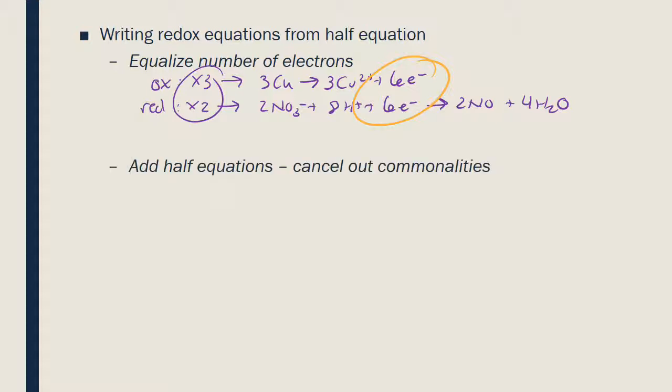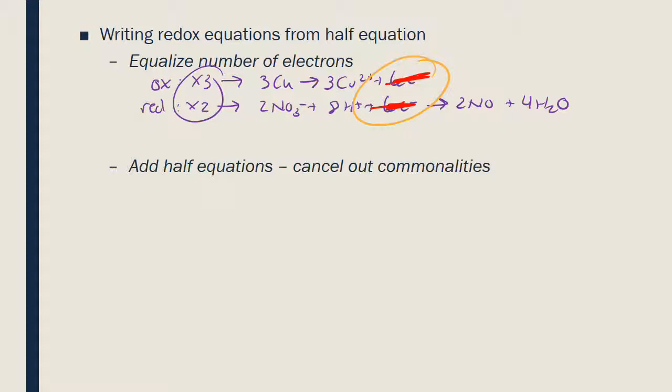Add your two half equations together and cancel out any commonalities. So taking a look at our half equations, the only thing that is common right now is our electrons. So those are going to cancel out because they're on opposite sides of the arrow. I did not do a good job doing this, but you may want to practice putting the arrows and aligning them so it's easier to see that, and I'll try to do that in the next example.